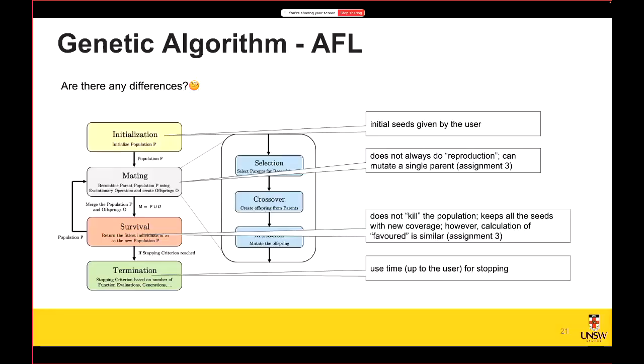And for termination, instead of using the number of generations, normally for AFL we just use time for stopping. But for this assignment, we just use the number of attempts.